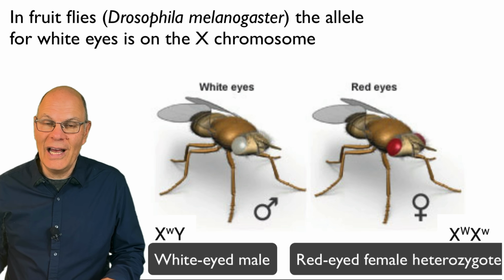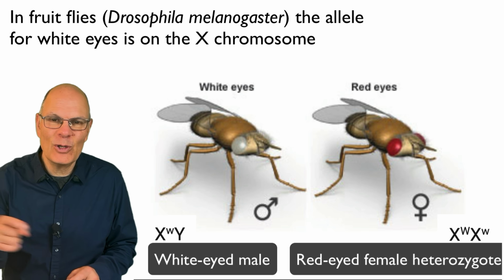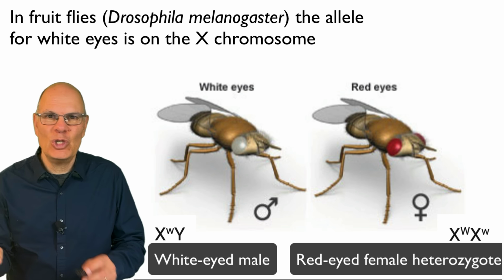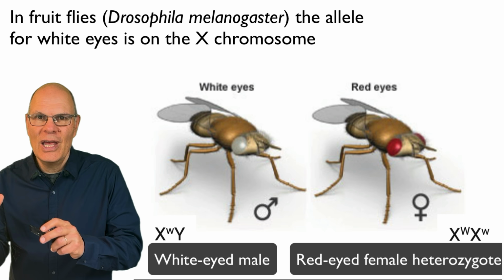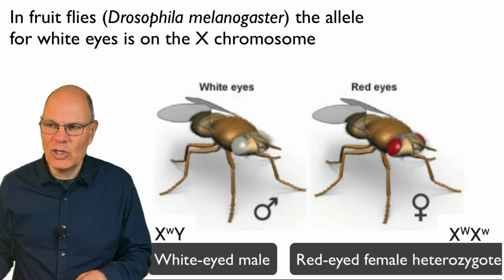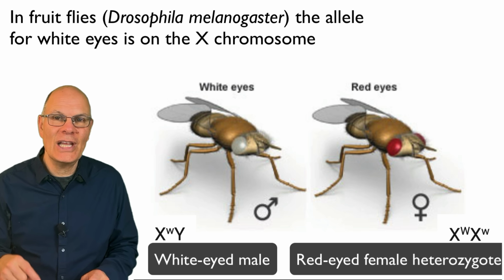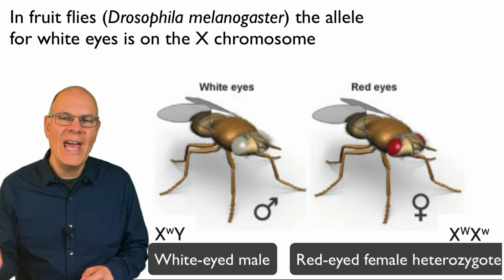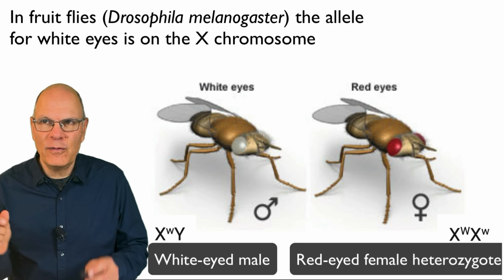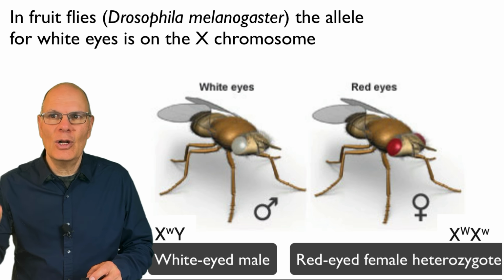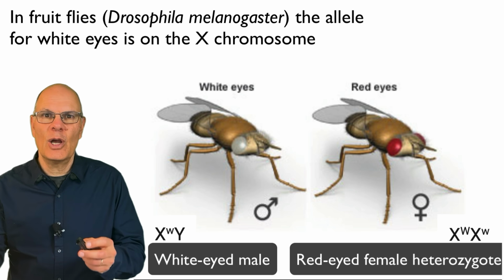In fruit flies, which have a similar sex determination system to humans, it's just the X chromosome and the Y chromosome, just like mammals. The allele for white eyes is a mutation that's on the X chromosome in fruit flies. And in fact, this was the first allele that was ever located on a specific chromosome.